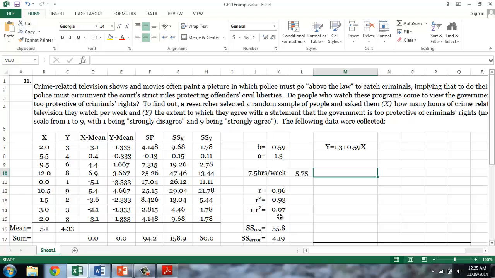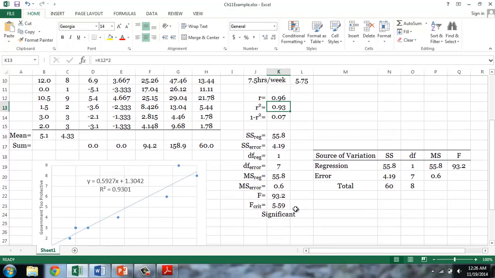To summarize, based on our data, we calculated a regression equation of y, which is the extent to which participants agree with a statement that the government is too protective of criminals' rights, is equal to 1.3 plus 0.59 times x, where x is the number of hours of crime-related television watched per week. We also determined that the number of hours of crime television watched accounts for 93% of the variation in statement agreement, and that this relationship was statistically significant.